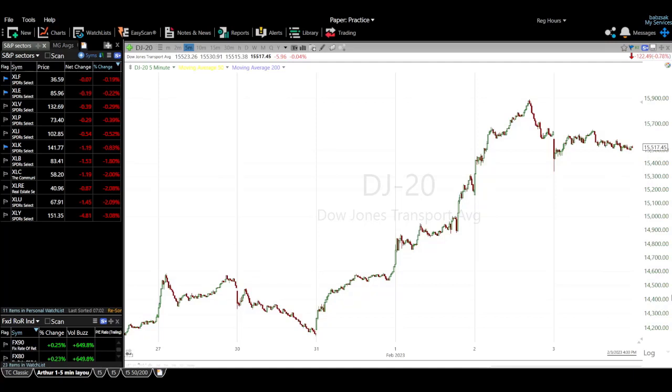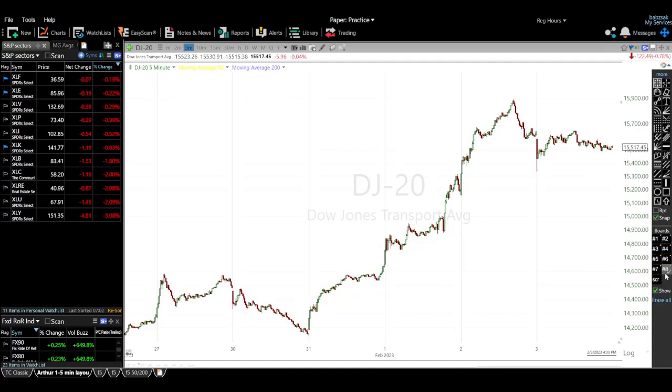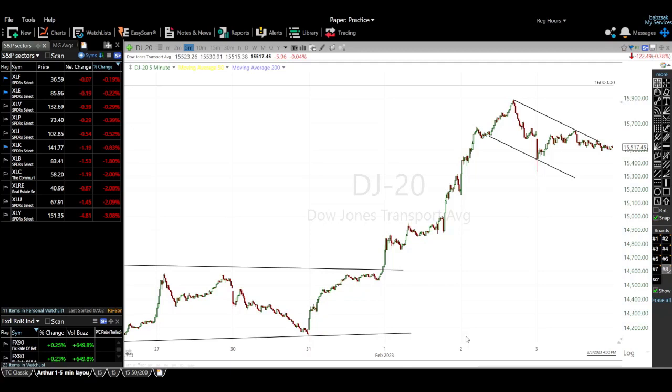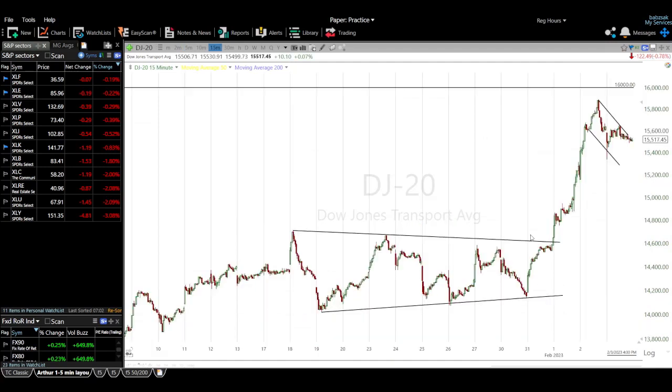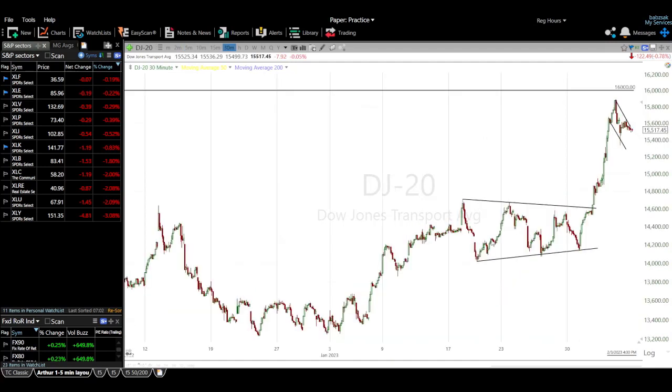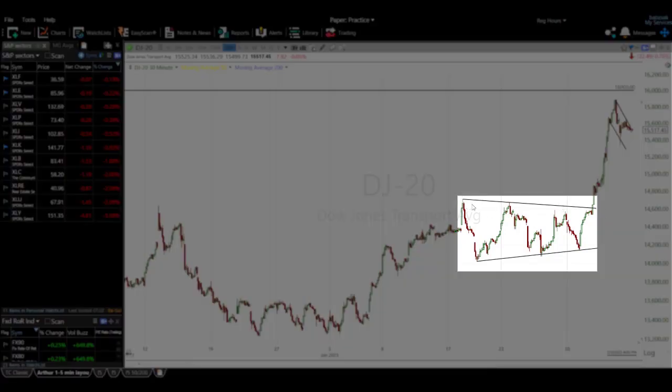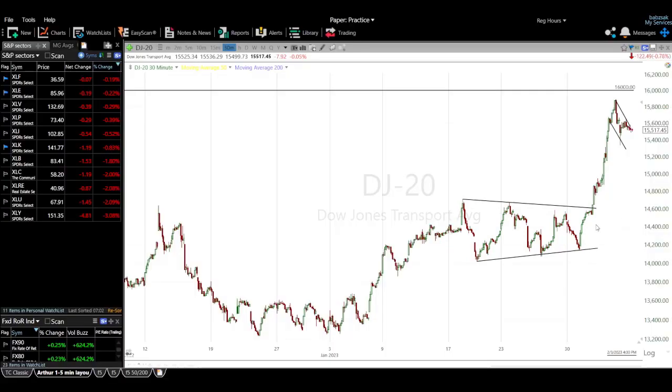Let me just get the right drawing. Yeah, here we go, Dow Transports. So that's a 5-minute chart. You can see this big, kind of an ascending triangle. It's not perfect because it does slope down a little bit, but you can see this broke out well 2/3 into that. If we kept these trend lines going, they'd go pretty far out into the future. So about 2/3 of the way in, very strong breakout when that happens.